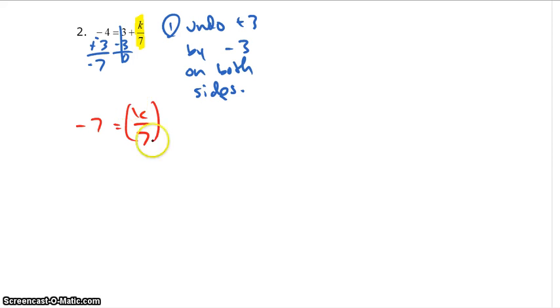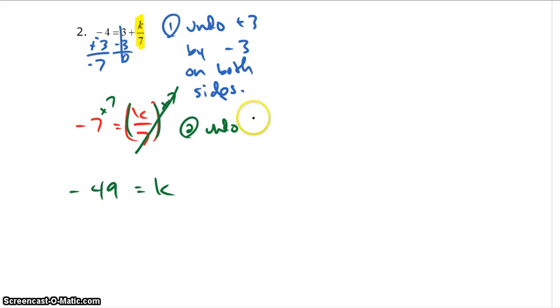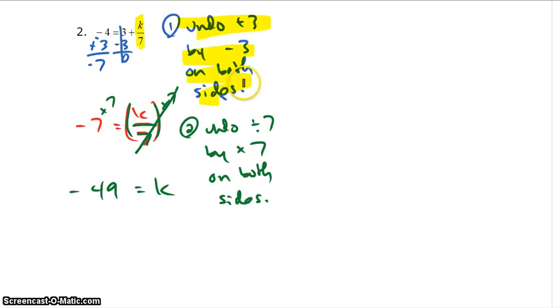So we've got to undo that divided by 7. We're going to change the color. We're going to times by 7. So that cancels. And now we've got negative 49 equals k. So our second step was to undo the divided by 7, right? This right here. We did it by times by 7 on both sides. Again, if you're not sure what's happening, these are the steps. Make sure you understand why those steps are there and what's happening.